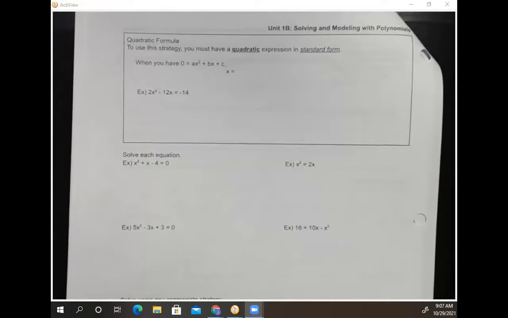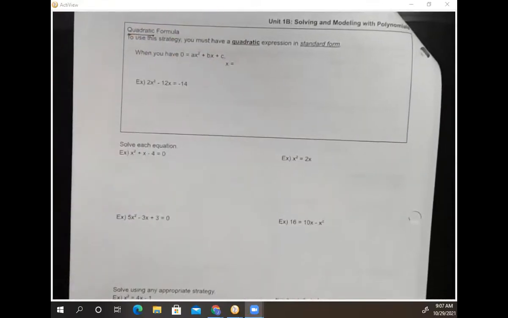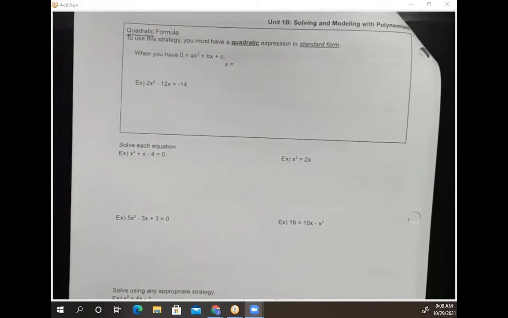One thing I want to point out right at the very beginning, it's called quadratic formula. That means we can only use it with quadratics. So that's stuff where the degree is 2, polynomials that have a degree of 2, okay? It only works with quadratics. If you see an x cubed in there, you cannot use the quadratic formula, okay?